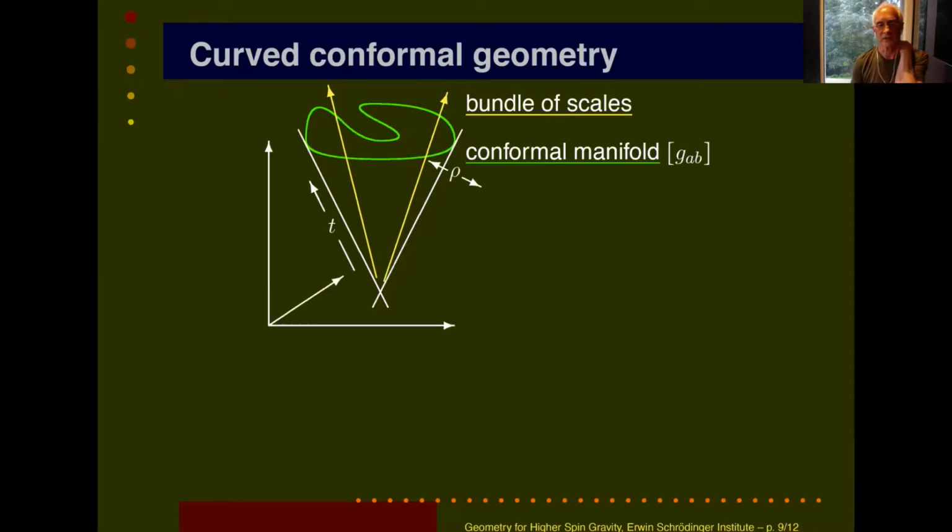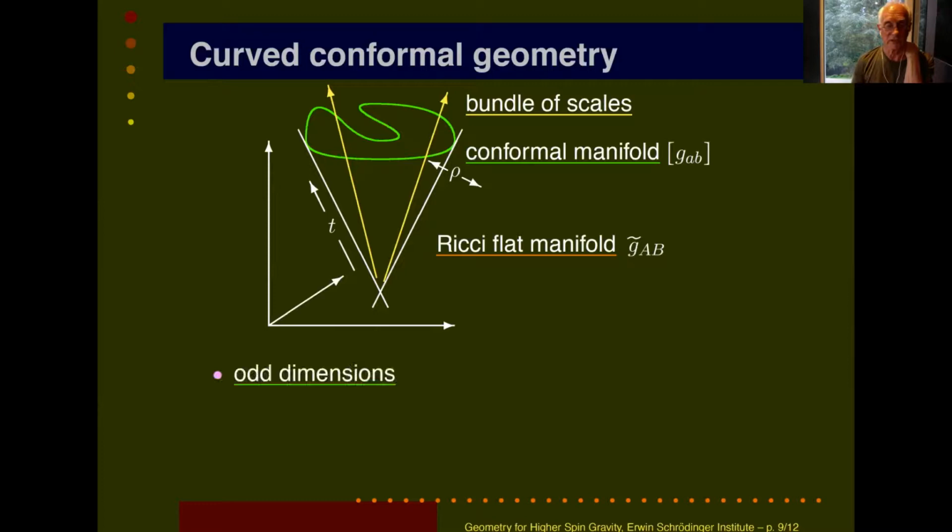It's a coordinate transverse to this direction. So I've tried to indicate that this has been made one dimension bigger. So the conformal manifold is dimension n, the bundle of scales is dimension n plus 1. This new manifold is now n plus 2. And then you try and insist that this manifold be Ricci flat.